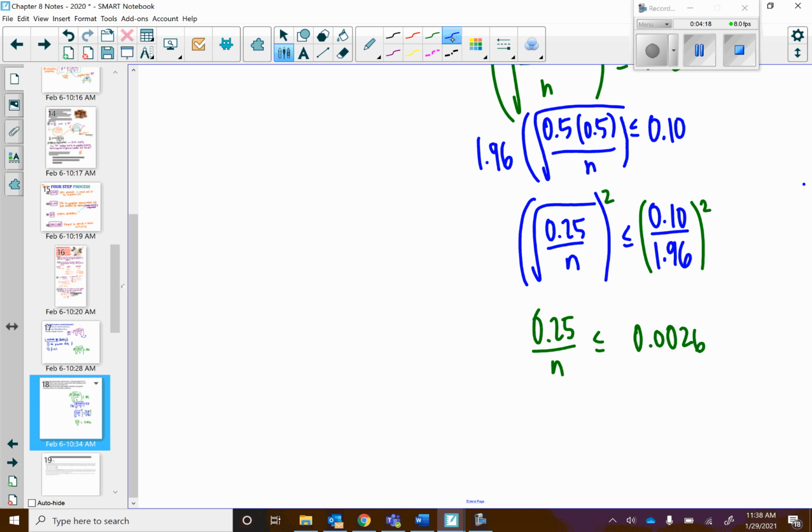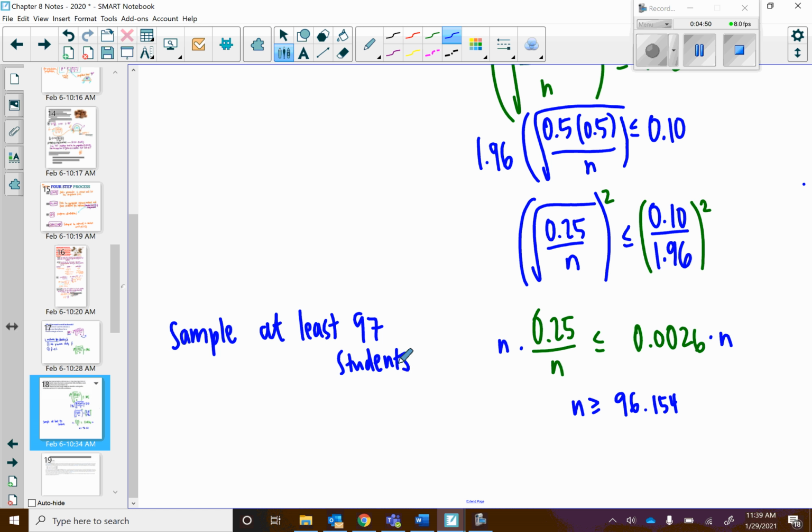0.0026. From here, I would probably multiply both sides by n, and then divide both sides by this 0.0026. So your final inequality is that n is greater than or equal to 96.154. So our final answer would be, we want to sample at least 97 students. Why did I round up? Well, of course, I can't have 0.154 of a student, and if our sample size needs to be at least this big, then I need 97 full students.